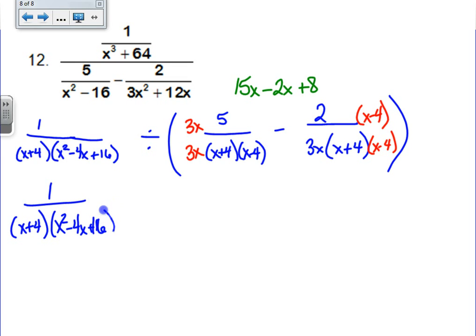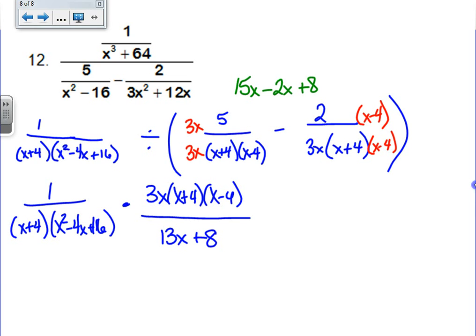Oh, long lesson. So we're going to multiply by this reciprocal. So the 3x, the (x plus 4), and the (x minus 4) go up top. And then that'll become a 13x plus 8 on the bottom. So I'm hoping something cancels after all this. Looks like the x plus 4 is gone. And that's about it. So up top we still have a 3x, and we still have an x minus 4.